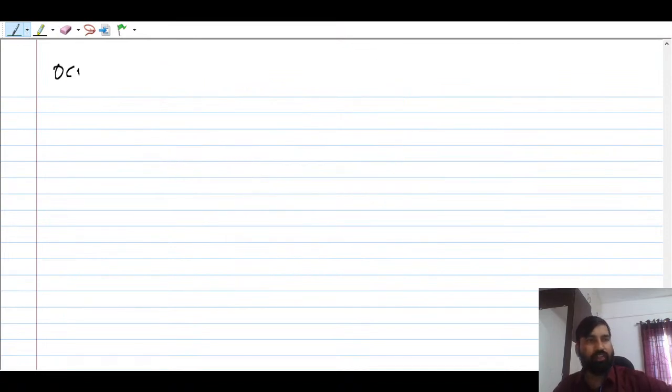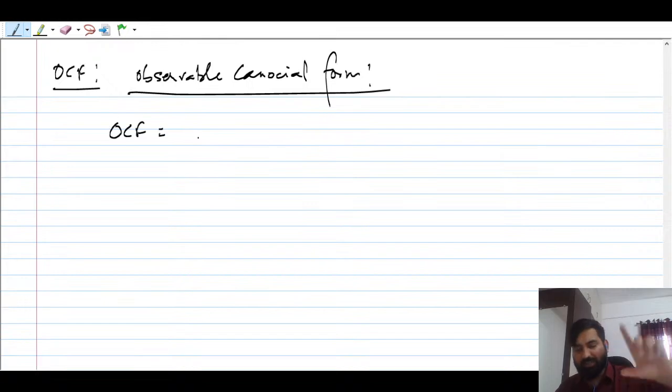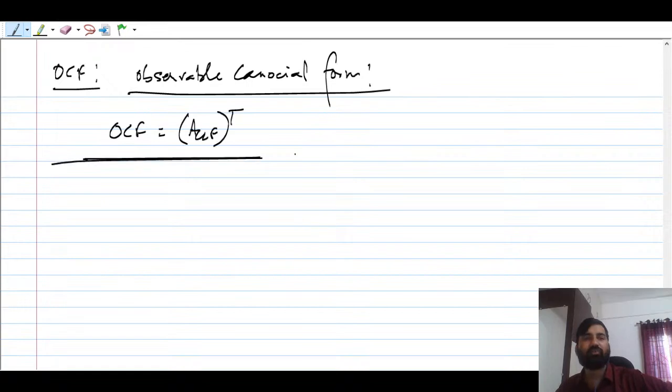So OCF, which is observable canonical form, right? OCF can be obtained just by taking the transpose of the A matrix. Just take the transpose, that's it. If you take the transpose of A, whatever matrix you got from the controllable canonical form, just take the transpose of that, so you will get the OCF. It is very simple, so you can remember. So let me show you.